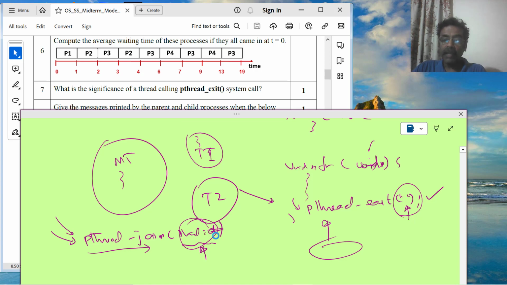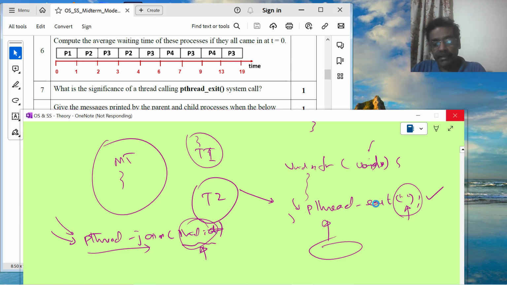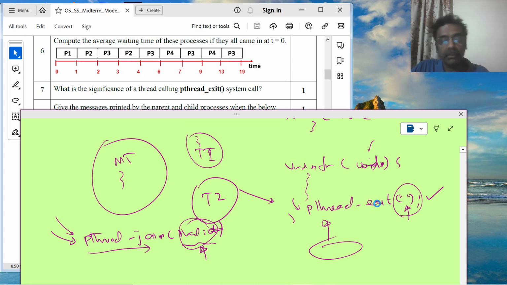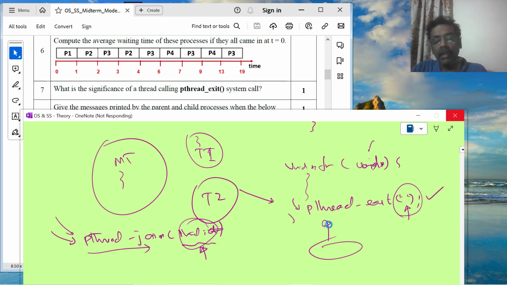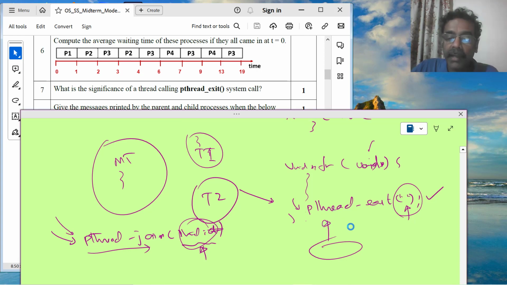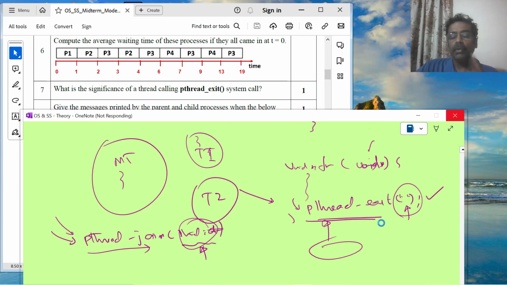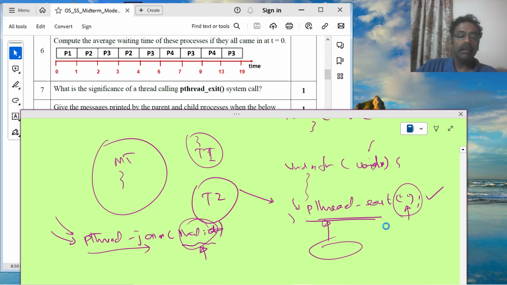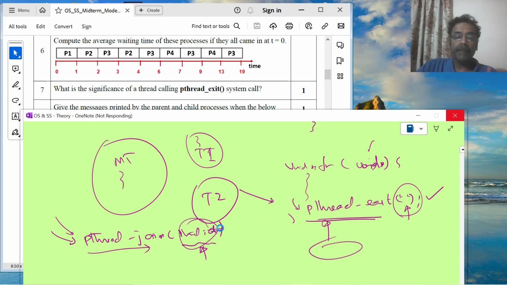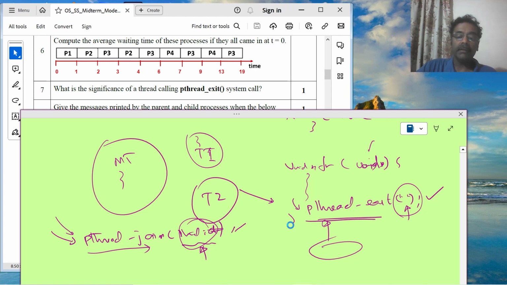Remember, if it exits without pthread exit, this join also cannot be woken up, because the entire thing will be wiped out. So that's why it is important that a thread which is leaving formally should execute a pthread exit, to inform any other thread waiting on it so that it can be woken up. Remember one thing, this pthread exit can happen prior to some other thread calling pthread join, or it could happen after a thread calls pthread join.